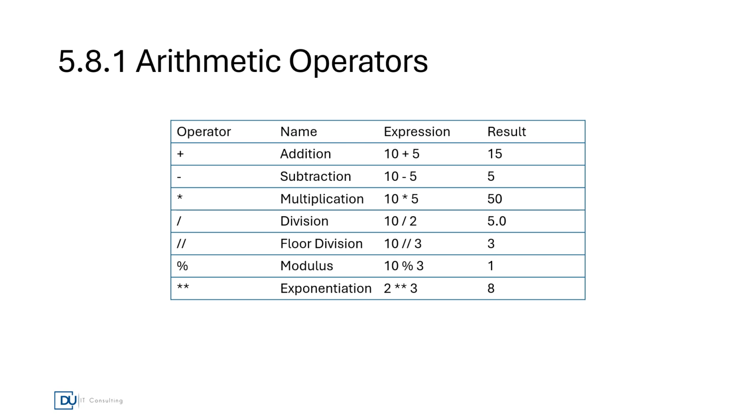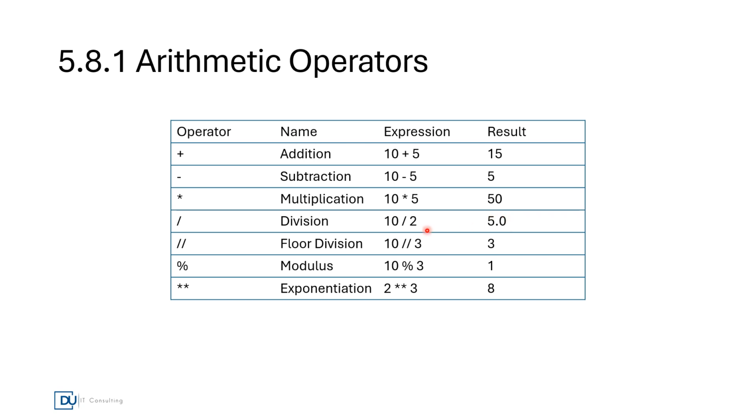Arithmetic operators. So the operators are plus, which means addition. 10 plus 5 will result in 15. Minus is for subtraction. So 10 minus 5 is 5. Star is for multiplication. 10 star 5 is 50. Slash is for division. 10 divided by 2 is 5.0. Here we get a float as a result. Float is the type of the value 5.0.